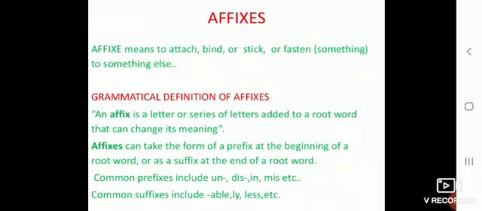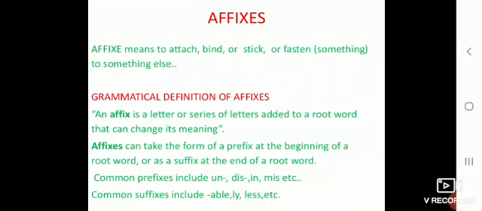Okay, this is a general definition, but what is the grammatical definition of an affix? An affix is a letter or a series of letters added to a root word that can change its meaning. So affixes can take the form of a prefix at the beginning of the root word or as a suffix at the end of a root word.